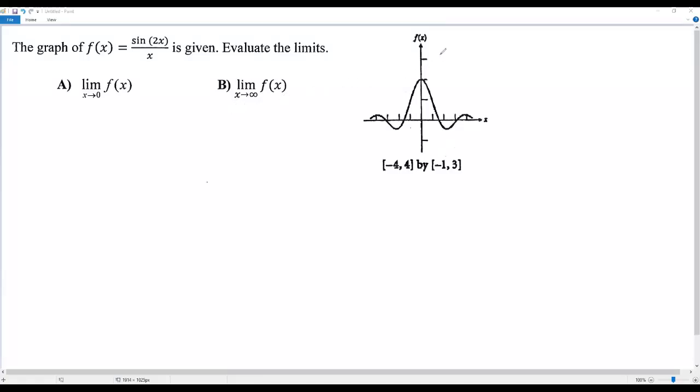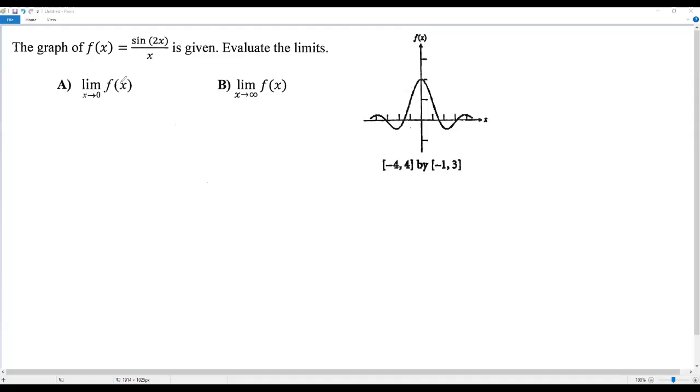So here we have the graph for the function f of x, and we have the dimensions of the plane over here. Negative 4 and 4 give the minimum and maximum values of x. The minimum value of x is negative 4, the maximum value of x is positive 4, and the minimum value of y is negative 1, and the maximum value of y is just over here. So these are the dimensions of the plane on which we have the graph of the given function.